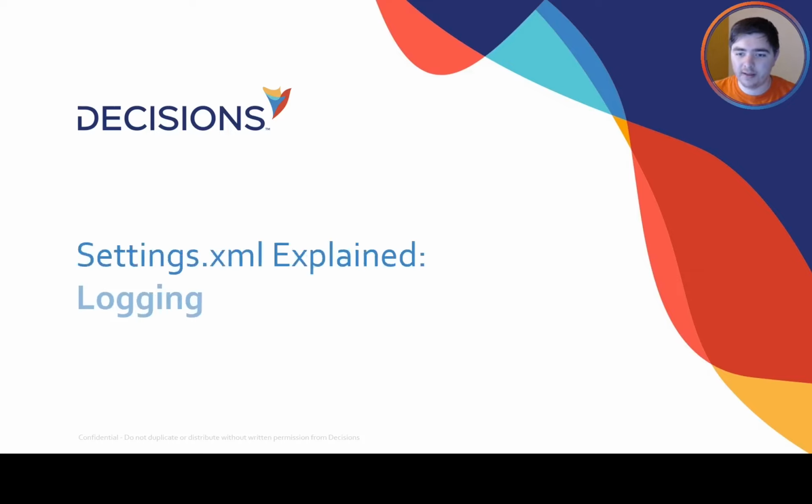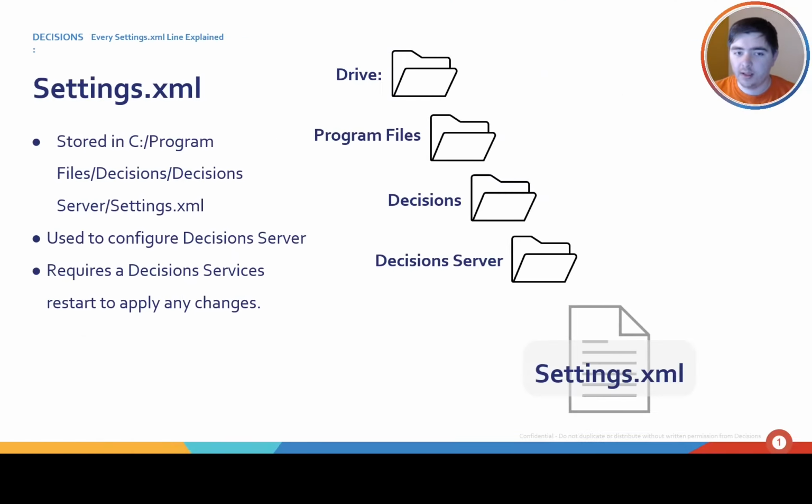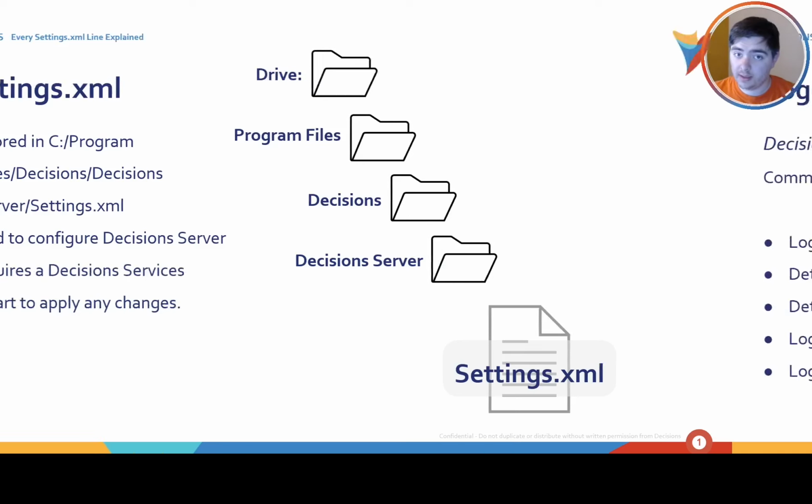Today we are going to be discussing another Settings.Xml feature, the logging settings. So, for a refresher, if you haven't seen the other Settings.Xml videos, you can access the Settings.Xml that is typically saved in your Drive, Program Files, Decisions, Decision Server, and then Settings.Xml. This file path might be different if you are running Decisions inside of a containerized environment. So, let's get into these logging settings.